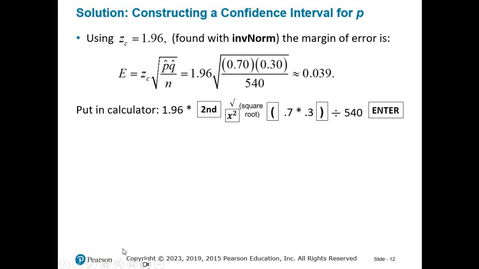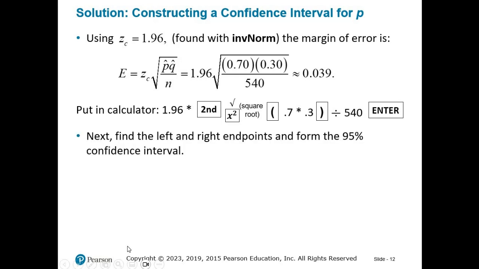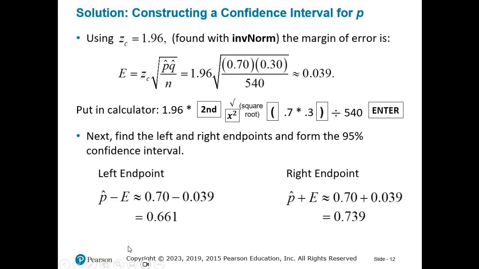Next, all I have to do is find my left and right endpoints by subtracting that number from p hat, which we found earlier to be 0.7. So 0.7 minus 0.039 is 0.661, and then we add it to p hat, or 0.7 plus 0.039 gives us 0.739. So we have an interval of 0.661 to 0.739.